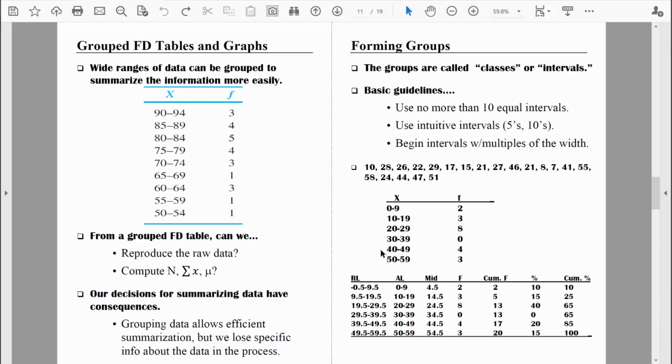That is intuitive. And we have to begin the intervals with multiples of the width. And we can see that each one of these intervals does begin with a multiple of 10: 0, 10, 20, 30, 40, 50. So it's kind of pleasing to the eye. It's consistent. It's easy to read. That's the way we want it to look. Next, let's recreate this table right here. It's based on the same data we've been dealing with, but it includes several other columns that are often very helpful.